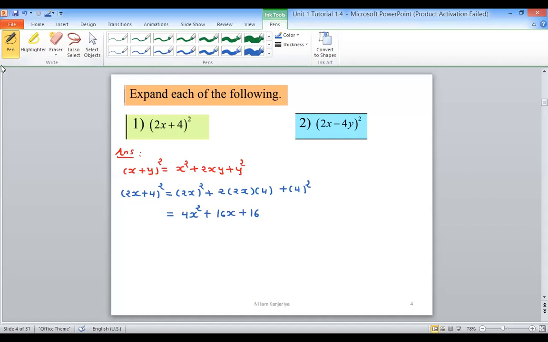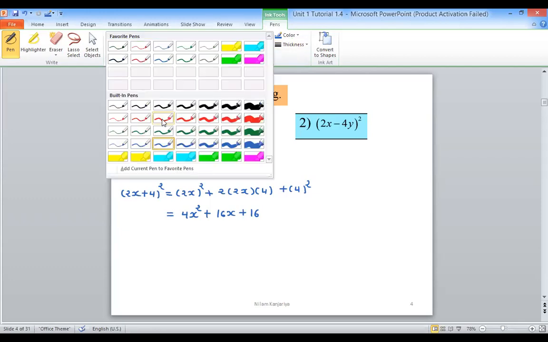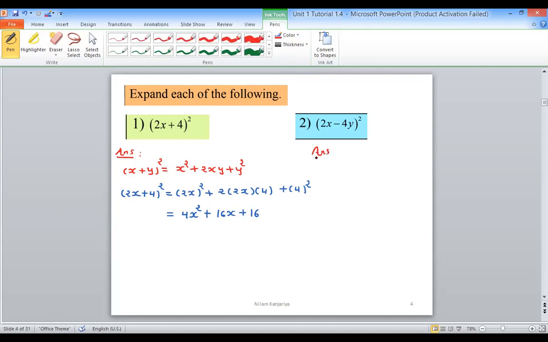Are you clear? Now move on to the second question. This is your second: (2x − 4y)². Here I can use the identities. I write the answer below. This is the second identity: (x − y)² = x² − 2xy + y². Just put it.